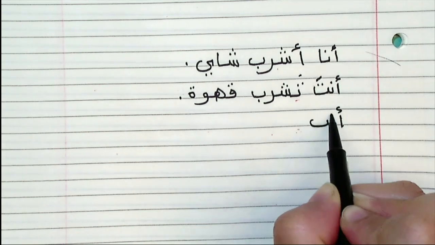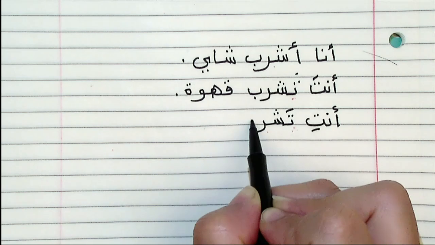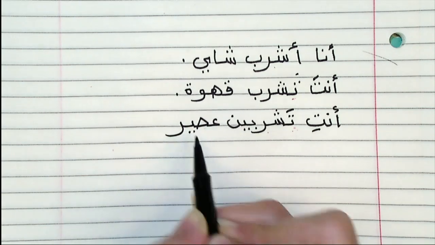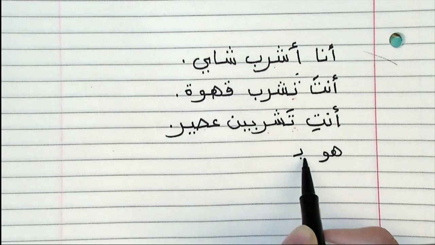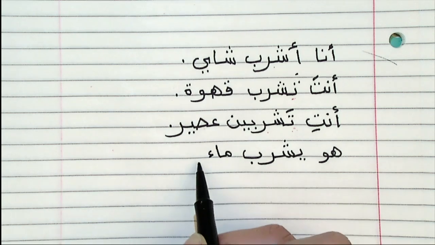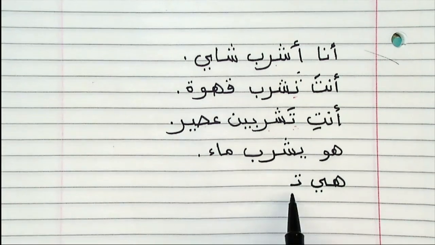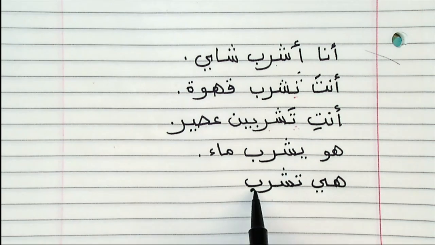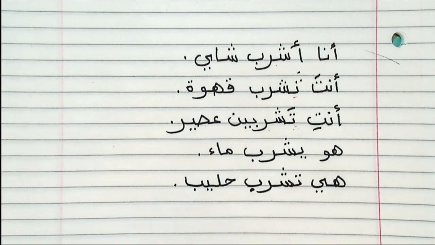Anti tashrabina عصير. Juice. هو يشرب ماء. Water. هي تشرب, and I place the dot in the middle. هي تشرب حليب. Milk.